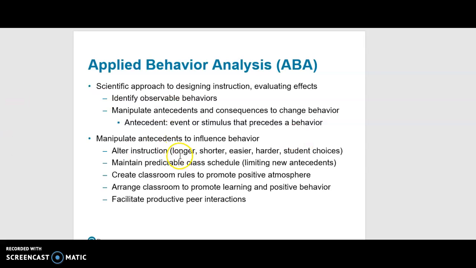But what can you do? Can you make the instructions shorter bursts of that explicit instruction? Give them some choices. Can you maintain a predictable class schedule, right? Limiting those new antecedents. If students know what's expected of them and what's going to happen before the behavior they are expected to show you, they're going to be more apt to follow that rule or expectation, and to show you that behavior.